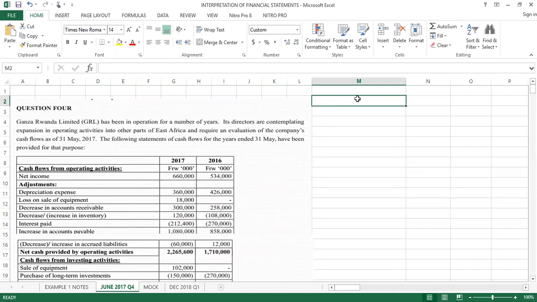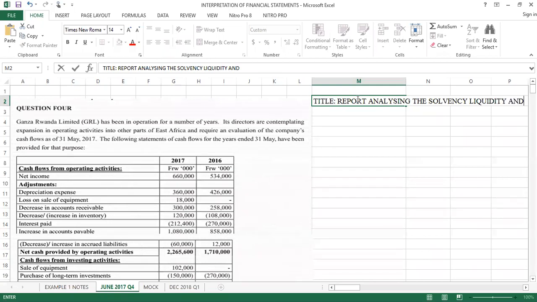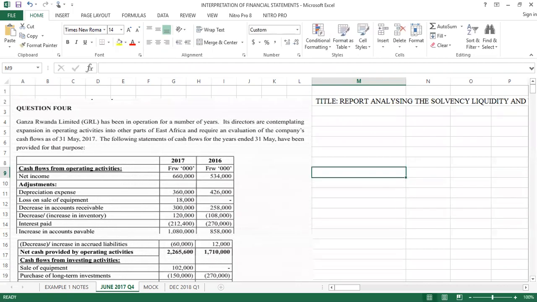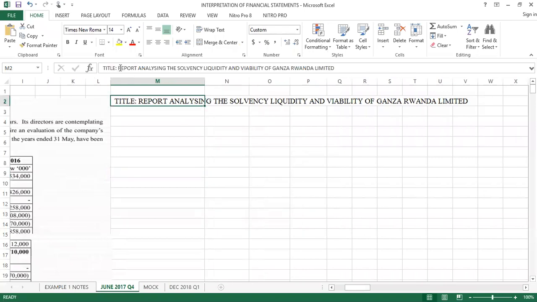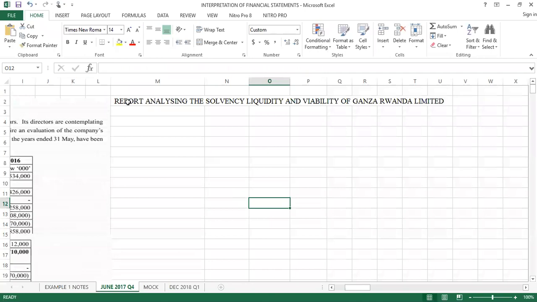So in our title, it will be report. In other words, the topic title will be report analyzing the solvency, liquidity, and viability of the business of Ganza Rwanda Limited. Remember, it must be a report. So you should just know that is the title of the report.